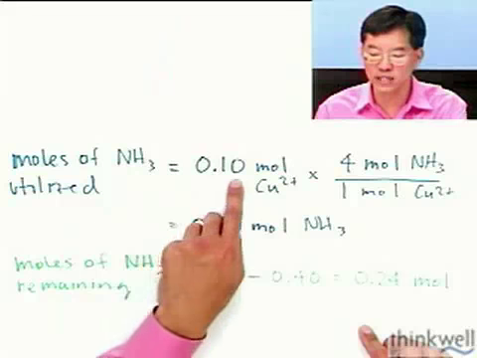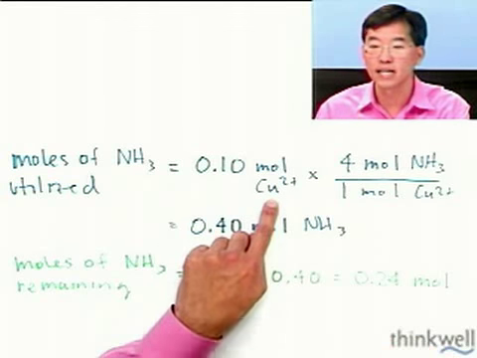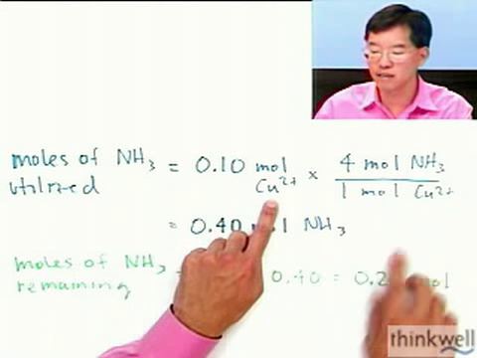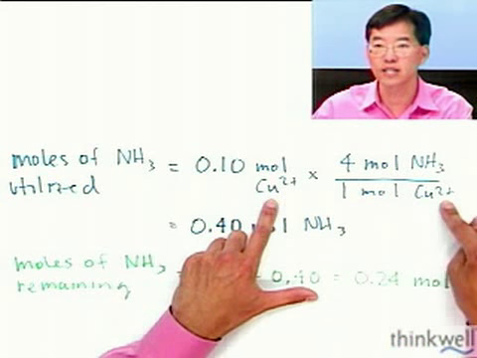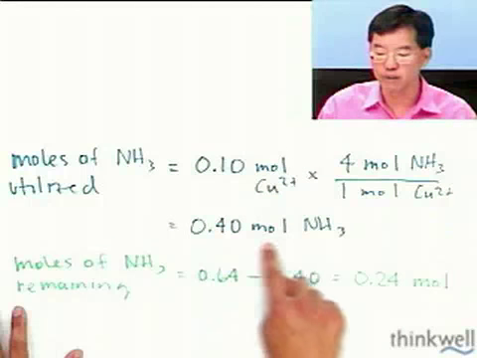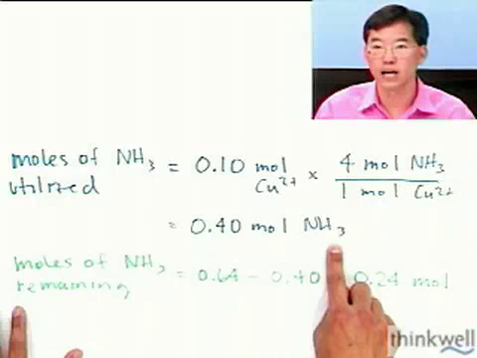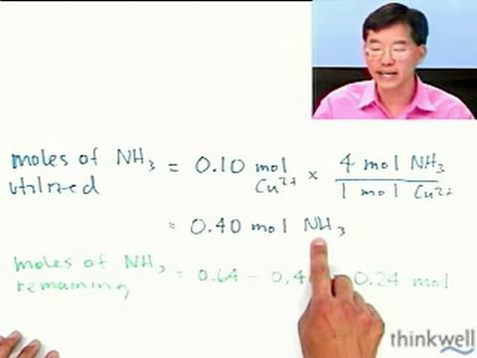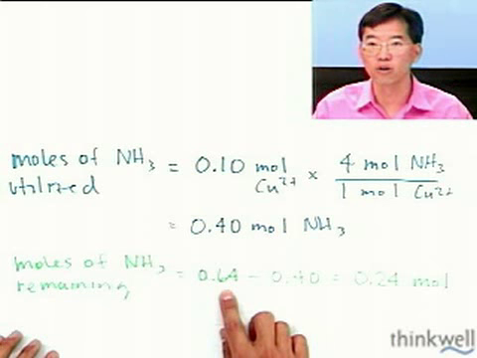And the way to do that is we have to calculate the number of moles of ammonia that we're going to utilize. And the number of moles is 1/10 of a mole of copper 2+, that's what we put into the pot originally, times 4 moles of ammonia divided by 1 mole of copper 2+. These are just the stoichiometric coefficients for the balanced reaction. And it means that we would need 0.40 moles of ammonia to react with all the copper 2+ that we've added. Well, we have 0.64 moles of ammonia.